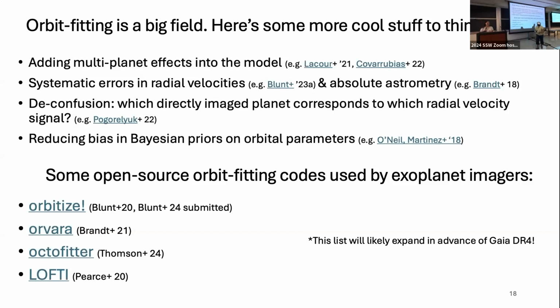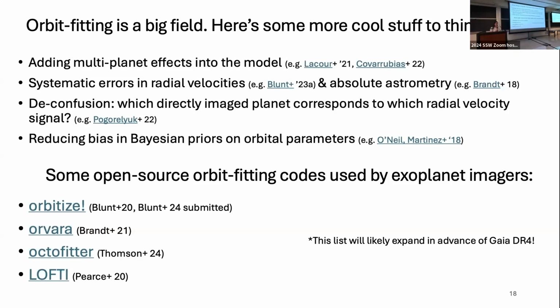Microphone is back. Okay, hi. Very nice talk. I'm Zhe Cheng from Tsinghua University. I have a question about the Thiele-Innes elements. I heard that the Thiele-Innes elements are widely used in absolute astrometry fitting. So I just wonder, in this relative orbital fitting, is this element also widely used? And why or why not?